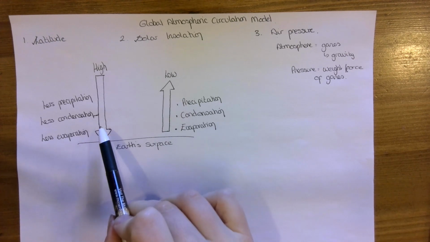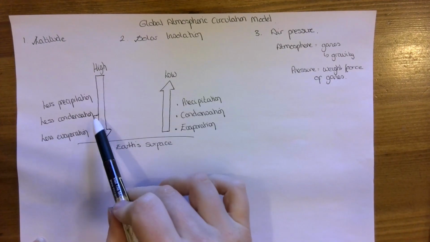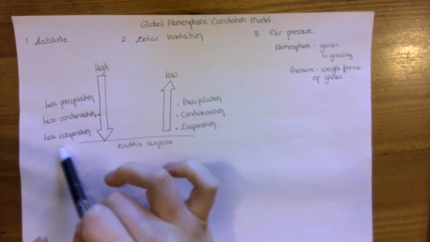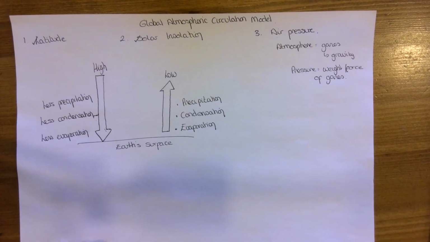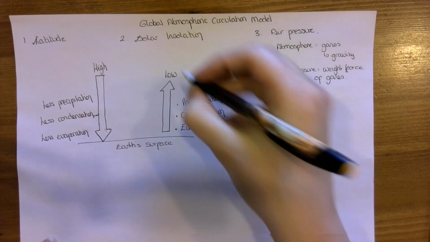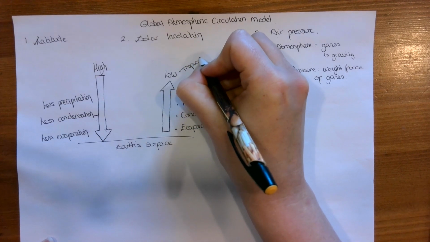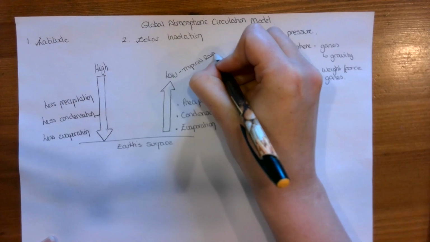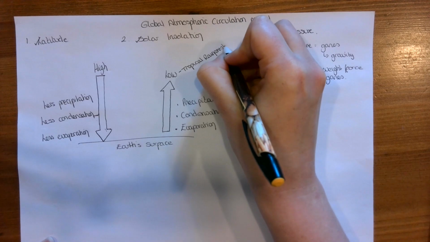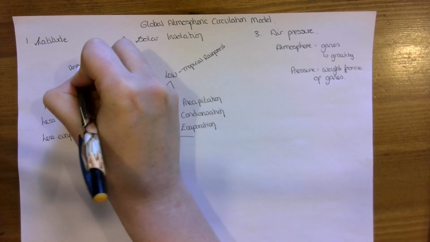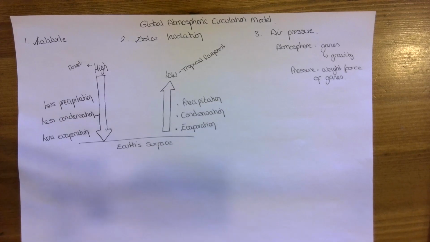So you have very few clouds, very little rain happening here, because there's not as much evaporation taking place. So when we think about this in terms of last year, when you looked at tropical rainforests, they often occur in areas of low pressure because they need a lot of rain to survive. Whereas higher pressure areas tend to be deserts, whether that's a polar desert or a hot desert.